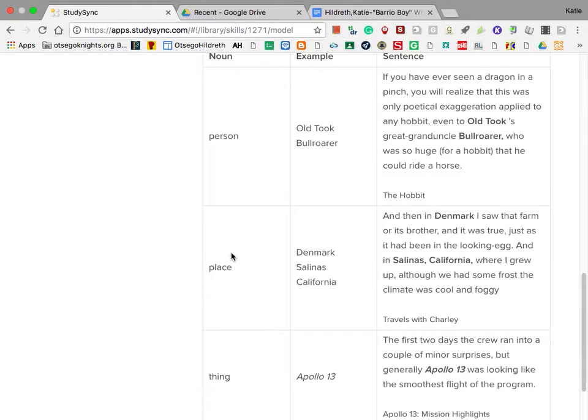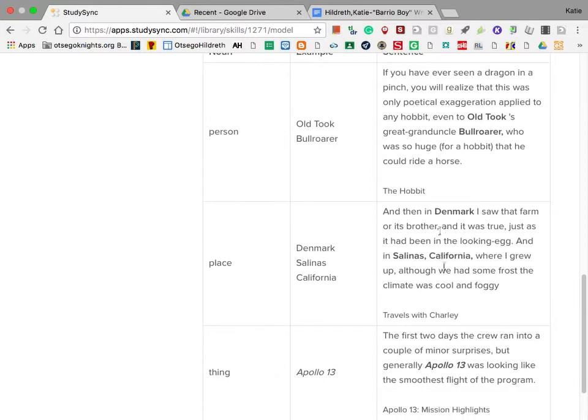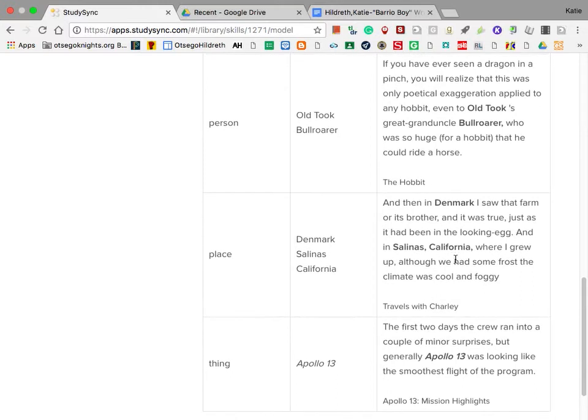Okay, another kind of proper noun is a place. So we have Denmark, Salinas, and California. And the example they give is, and then in Denmark I saw that farm, or its brother, and it was true, just as it had been in the looking glass, and in Salinas, California, where I grew up. Although we had some frost, the climate was cool and foggy. So Denmark is a specific place, that's why we capitalized it. Salinas and California are both specific places too. And even though they came in the middle of a sentence, we still have to capitalize them.